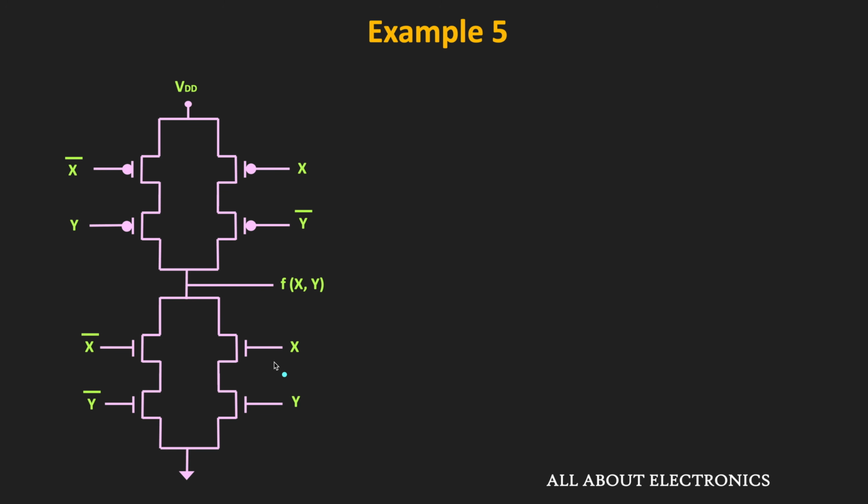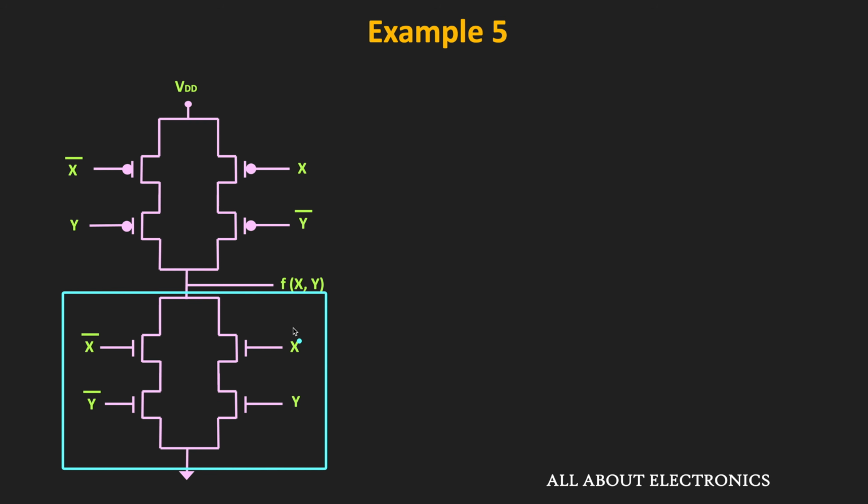To find that, first let us consider only this NMOS network. In this NMOS network, the output F is equal to 0, or F bar is equal to 1, whenever X bar and Y bar both are equal to 1. That means we can say that F bar is equal to X bar dot Y bar. Alternatively, the output F will be equal to 0 whenever both X and Y inputs are 1.